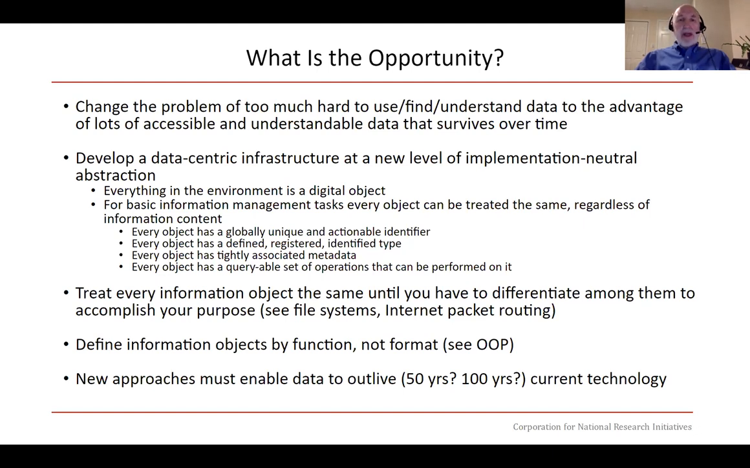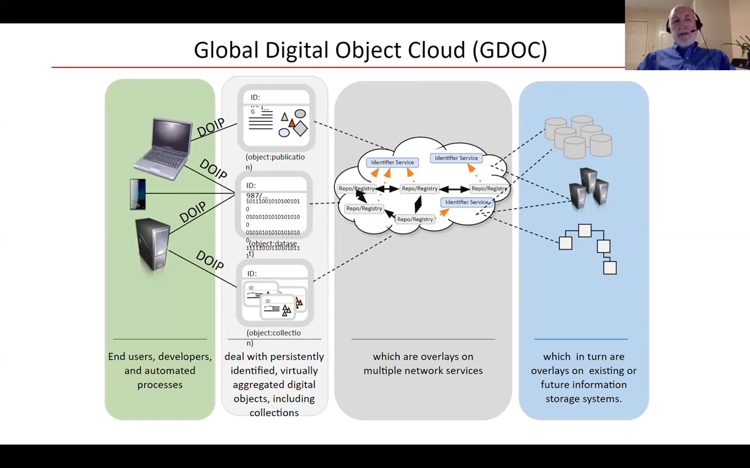Next slide. So this is a generic view. This is a slide I've been using for quite a while, so lots of people probably have seen it. This is sort of the general notion of an object, an identifier-based world. Starting on the right-hand side, you have lots of information storage, information systems, database files, entire systems. And you want to then construct a series of overlays, multiple network services. Many of these exist now, but they're not coordinated in the way we think they need to exist, to abstract all that into a set of persistently identified virtual aggregated digital objects.